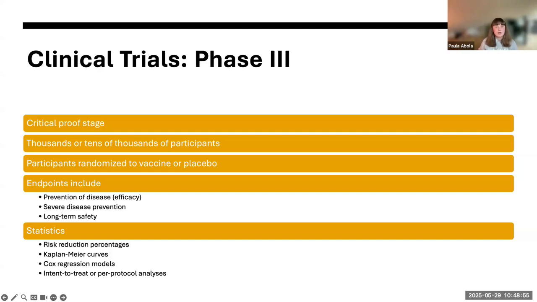And if you sometimes read published articles of randomized controlled trials, you might see intent to treat or per protocol analyses, which are analyses that check robustness to see both real-world effectiveness and ideal adherence effectiveness. So intent to treat analysis is where every participant is analyzed according to the group that they were assigned to, even if they didn't follow the protocol perfectly.